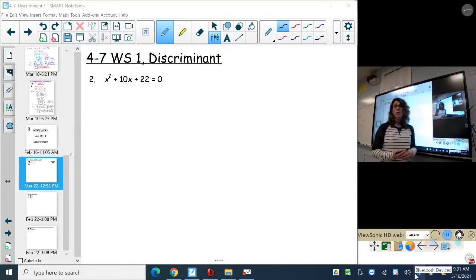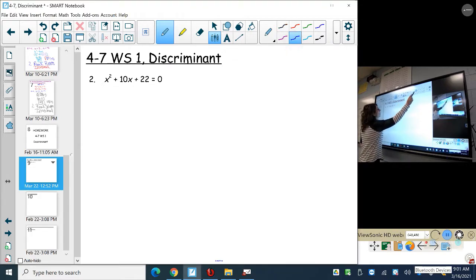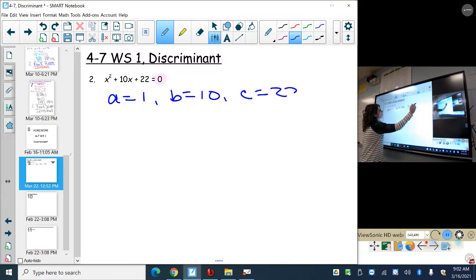Okay, let's go ahead and start your 4-7 worksheet 1. 4-7 worksheet 1 is to find the discriminant and tell the type of roots that you are going to have. So let's go ahead. This is already solved for x. It's set equal to 0. So since it's set equal to 0, a is going to be 1, b is equal to 10, c is equal to 22. Okay? Now, with that being said, use b squared minus 4ac.